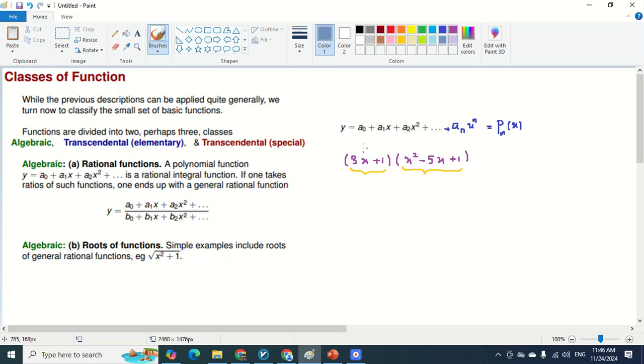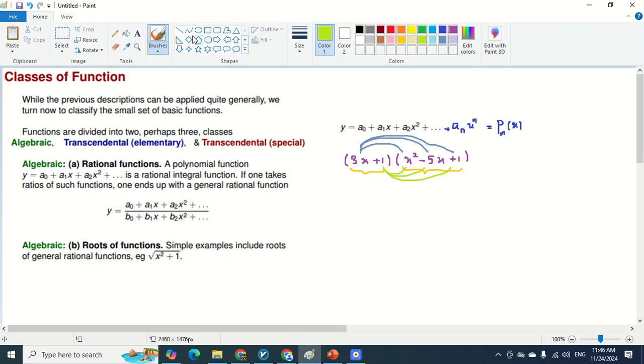When you multiply these two polynomials together, you should multiply them one by one, term by term. You should multiply the first term by the given expression, and then you should multiply the second term by the given expression, one by one, or term by term.